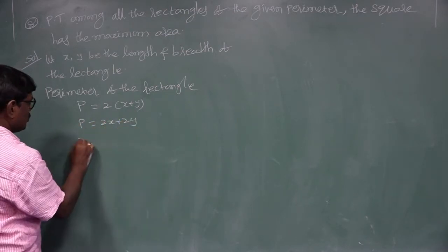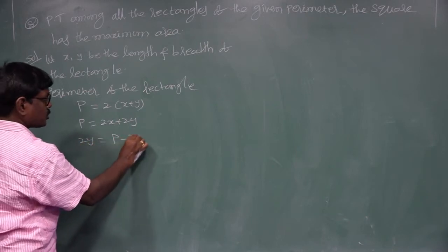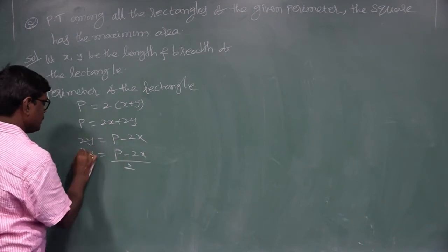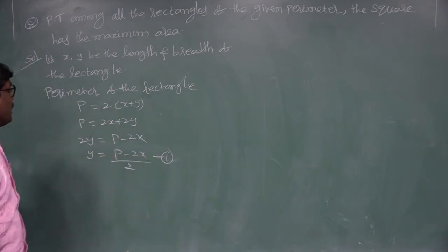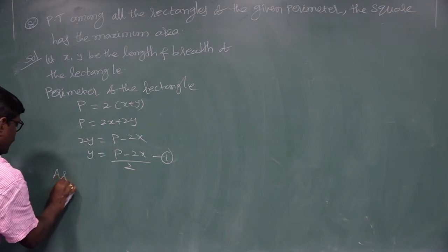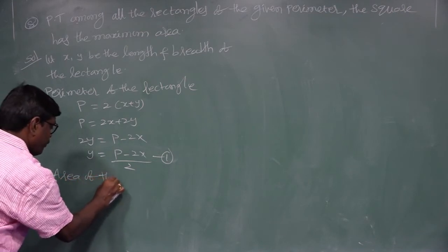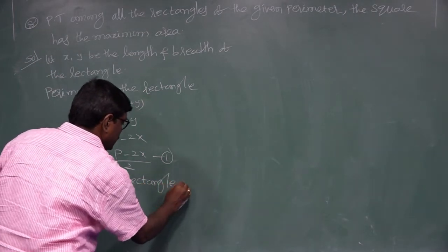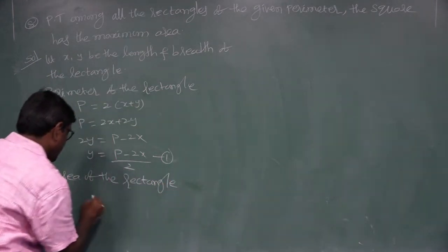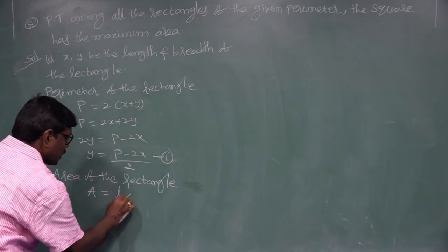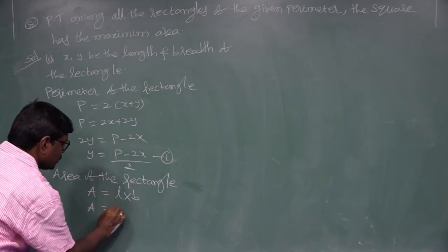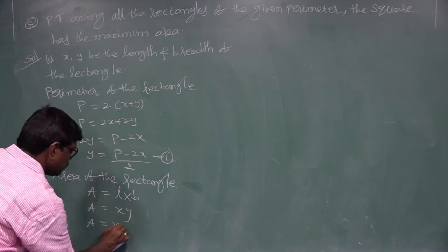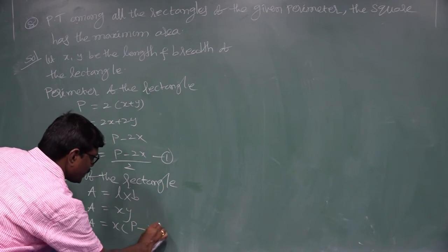This term outside: 2y equal to P minus 2x. y is equal to (P minus 2x) by 2. This is equation 1. Area of the rectangle: A equal to L cross B. A equal to xy. A is equal to x into (P minus 2x) by 2.